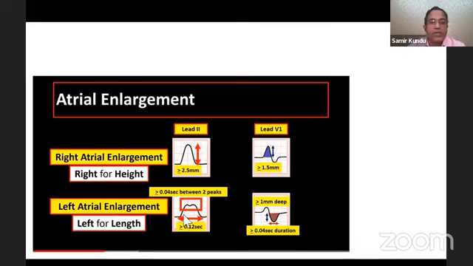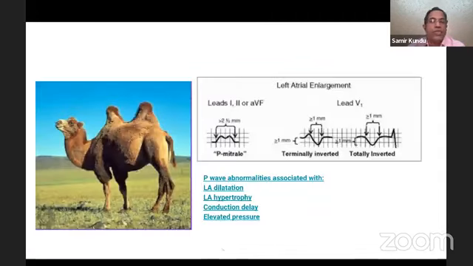In left atrial enlargement, in lead 2 the duration is more than 120 milliseconds, and in a notched P wave the interpeak duration is more than 40 milliseconds. In V1, the negative terminal force, or negative part, is more than 1 millimeter depth and more than 40 millisecond duration. So this is the camel hump, a notch and then two peaks. P wave abnormality is associated with left atrial dilatation, left atrial hypertrophy, conduction delay, or elevated pressure.